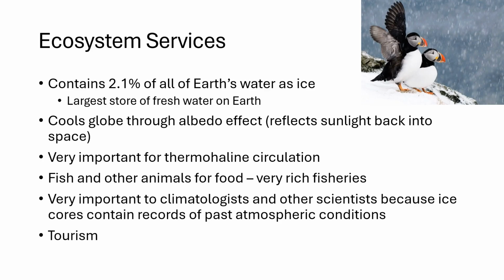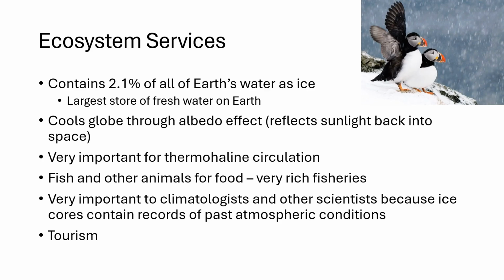As for ecosystem services, it contains about 2% of all the world's water. So it's a large store of water on Earth. As the water is melting due to global climate change, that water that is on land, on Antarctica, Greenland, the high mountains, does flow out into the ocean. Eventually, like all rivers are going to lead to the ocean, a lot of it just flows directly into the ocean and raises global sea levels.